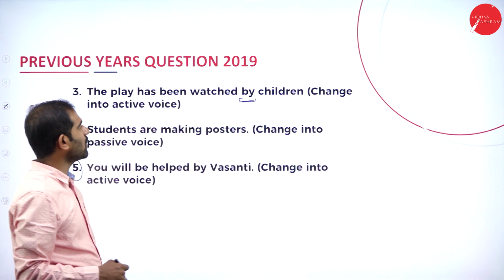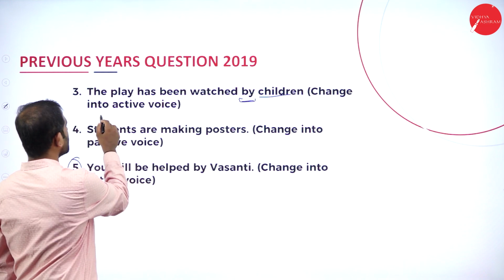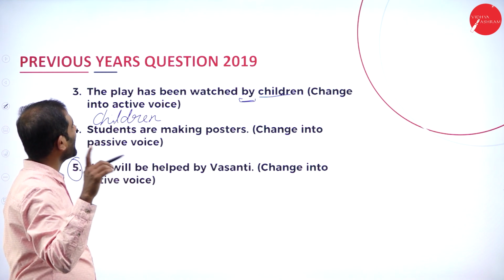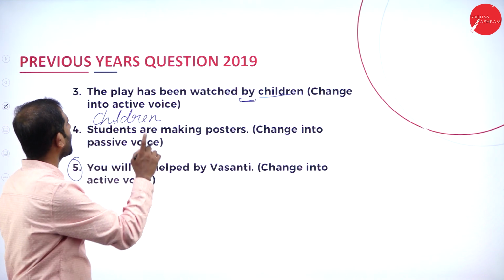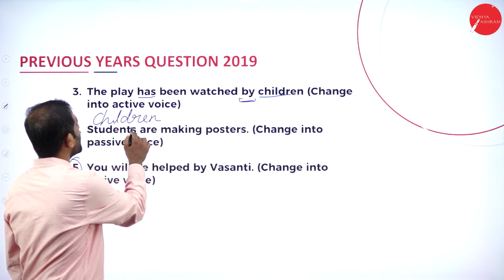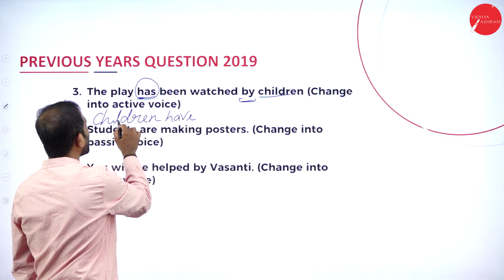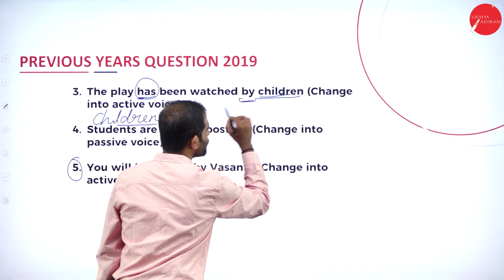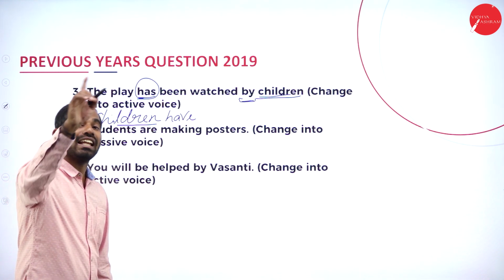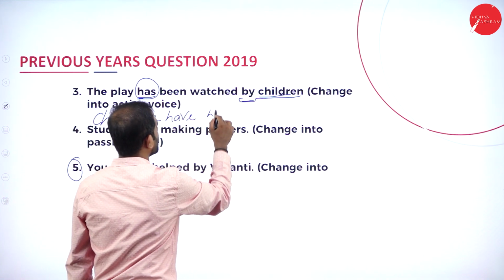How do you change it to active now? Now, object becomes subject. Again, children. Remember, the play has been watched by children, and we have already taken children here. Here it is has. Children have. It is in present tense. So based on the subject, it is not children has. Child has is correct, and children have. Children have watched.